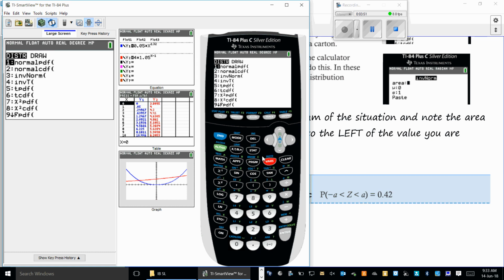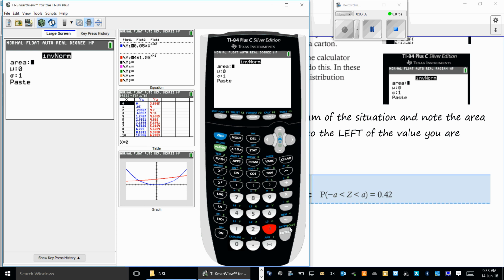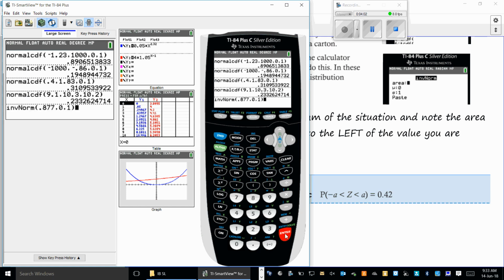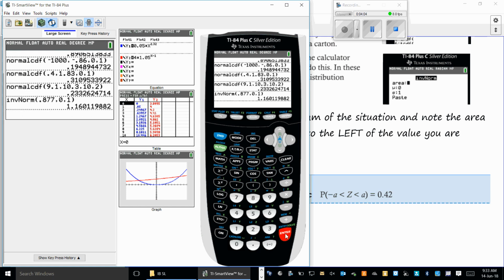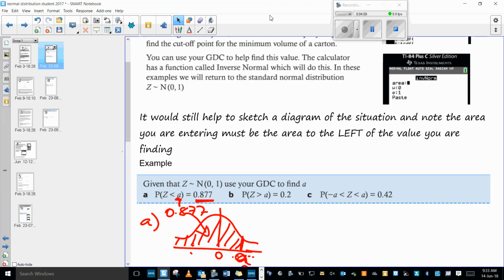Okay, so what did we say it was? 0.877. Yes. And then 0 and 1, giving 1.16. So A for this one is 1.16. Easy? So far, so good.